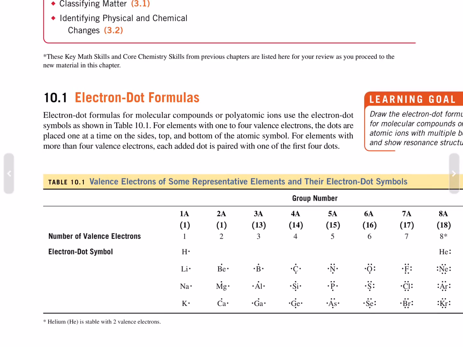10.1. Electron dot formulas. Electron dot formulas for molecular compounds or polyatomic ions use the electron dot symbols shown in 10.1. For elements with 1 to 4 valence electrons, the dots are placed one at a time on the sides, top, and bottom of the atomic symbol. For elements with more than 4 valence electrons, each added dot is paired with one of the first 4 dots.